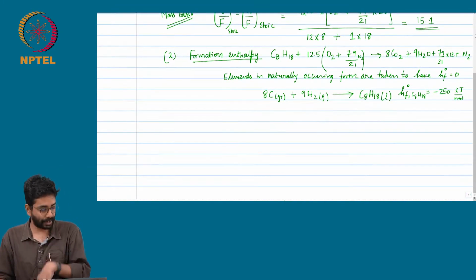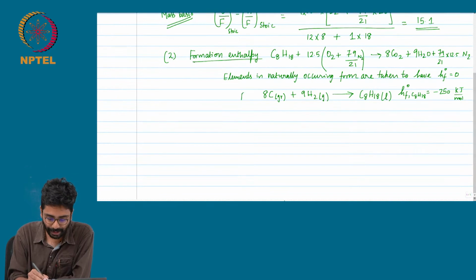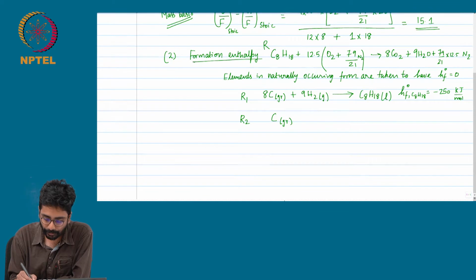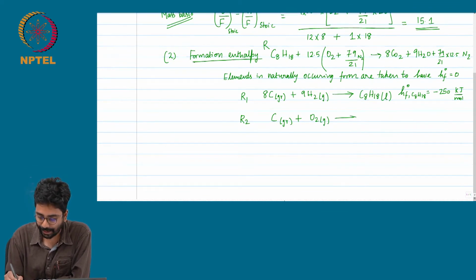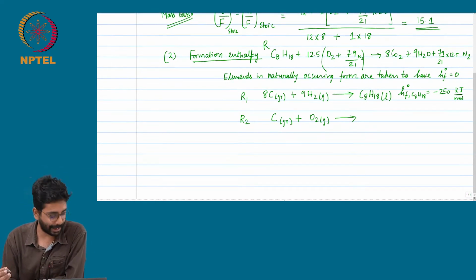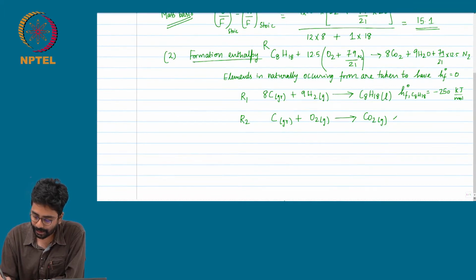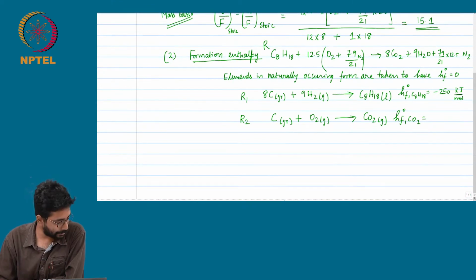Let us call this reaction just reaction R. And to form CO2, carbon and oxygen, by the way the naturally occurring form of oxygen is gaseous oxygen in diatomic form, form carbon dioxide in gaseous form. The enthalpy of this reaction is the formation enthalpy of carbon dioxide.